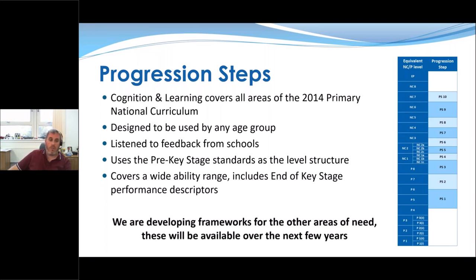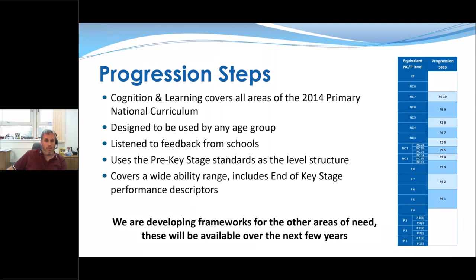Currently progression steps covers cognition and learning. Over the next year or so, we are going to be developing communication and interaction, social, emotional and mental health, and the sensory and physical. So it will cover all 4 areas of need.